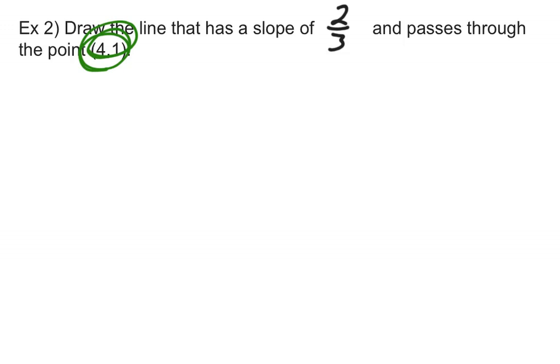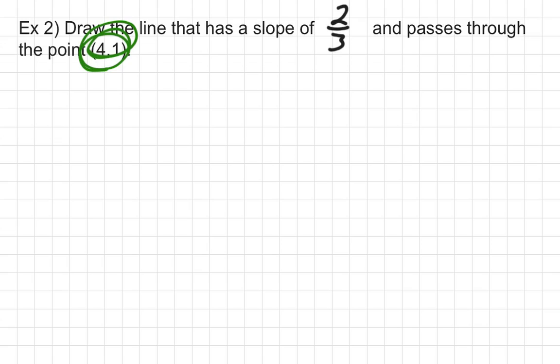So I know that. If I go ahead and bring up my graph paper, I know the line is going to go through that point. So that (4, 1), I'm going to put it on the graph. 1, 2, 3, 4 to the right, up 1. There's (4, 1).